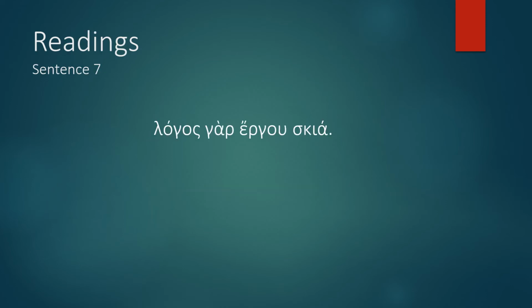Next sentence, logos gar ergou skia. This is actually a quote from the atomist philosopher Democritus. Logos, nominative singular, skia, by the gloss you're told shadow, also nominative. We have two nominative nouns here. We don't have an article to help us out, so we'll just treat it like a puzzle and figure it out ourselves. We're seeing the word gar here, and we take notice of its position.